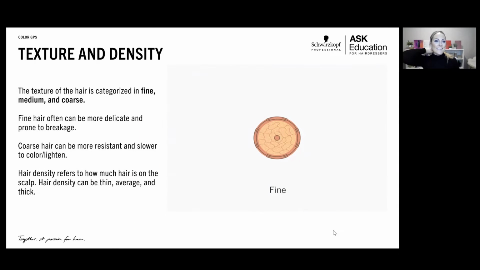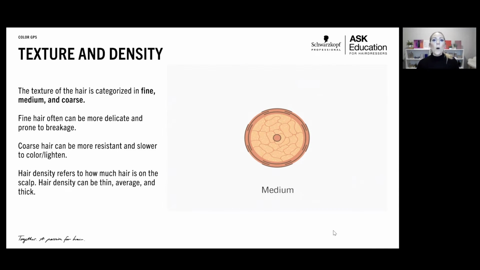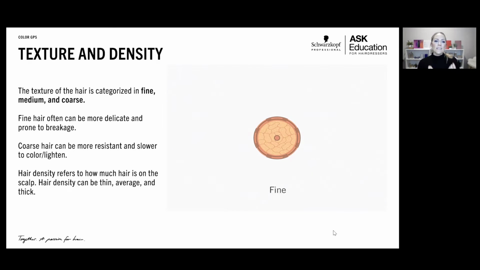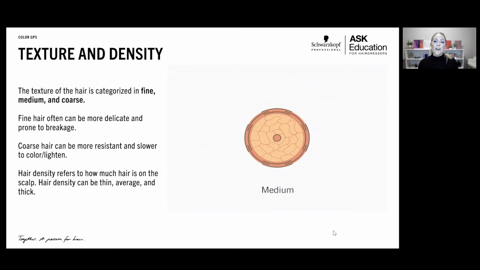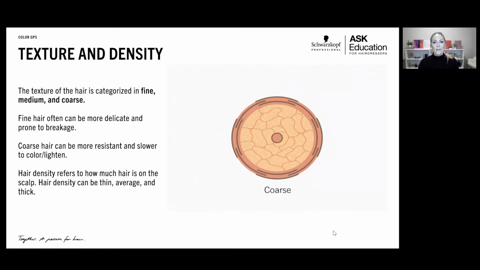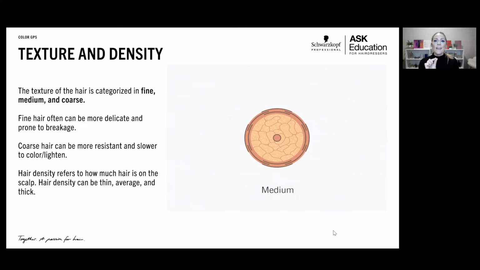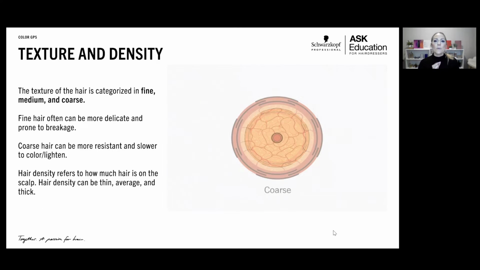All right, next thing to look at is the texture and the density of the hair. So, why do we want to look at this? Everyone's hair is slightly different. When we talk about texture, we're talking about whether it's fine, medium, or coarse. That is a measurement of the diameter. So fine hair is a very small hair type, and the diameter of the hair is going to be much smaller than someone with coarse hair.